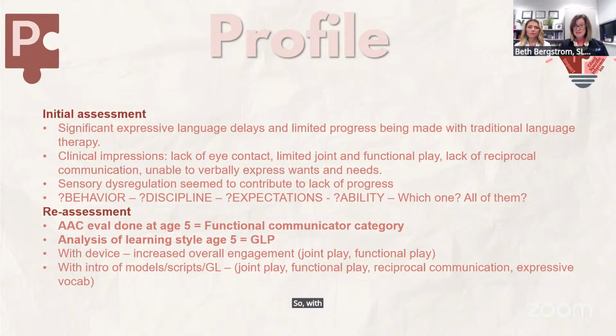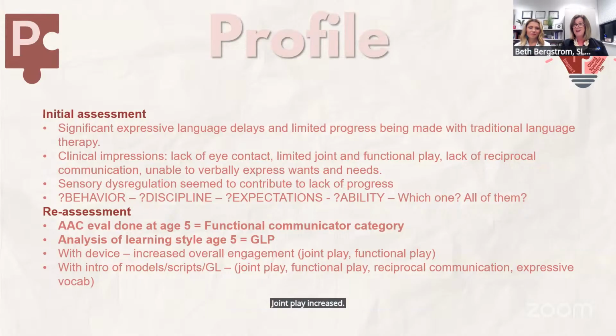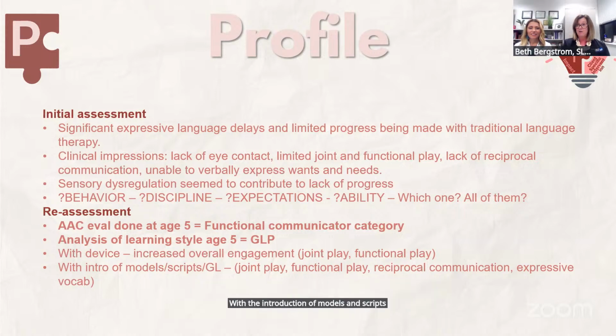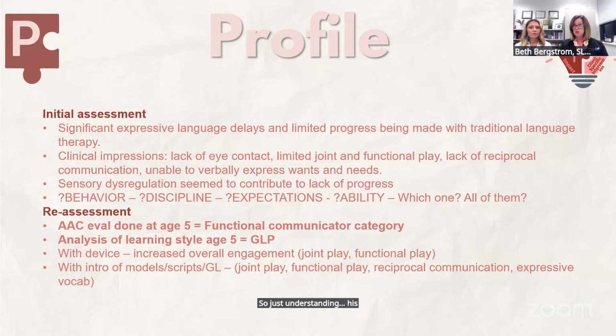So with the device that he got, he initially, or very quickly, I should say, increased overall engagement. Joint play increased, functional play, which gave us so many more opportunities in therapy. With the introduction of models and scripts, now knowing that he was a Gestalt language learner, we also had increases in joint play, functional play, reciprocal communication, and expressive vocab. So just understanding his analysis or his learning style, and also adding that AAC device to give him a way to not be so frustrated, we started to see more progress.